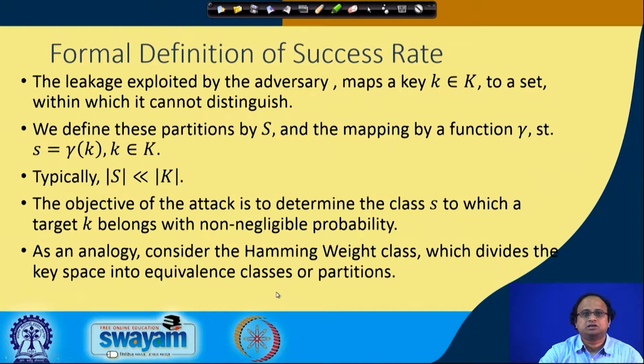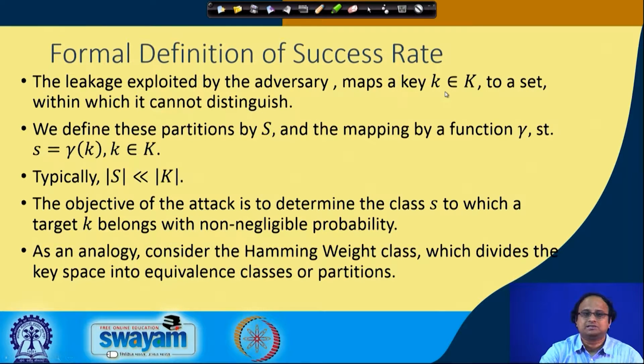If you take such an adversary, the adversary in this case, as we know, is a side channel adversary. So, it not only sees the input and the output of an algorithm, but it also tries to exploit the leakage of an encryption implementation, and what it does is map a key which belongs to the big key space K to a set within which it cannot distinguish.